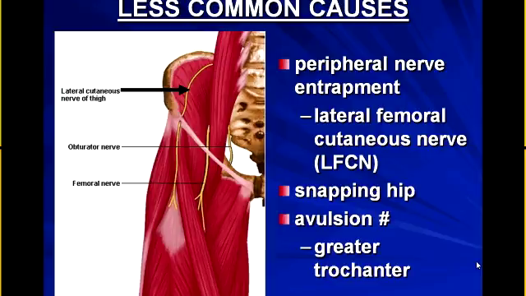Snapping hip, again, that would be related to the IT band. So not to the point that it's irritating the underlying bursa, but the IT band can snap and create pain in and of itself. You can have an avulsion fracture of the greater trochanter by glute med, so a violent contraction of glute med or eccentric overload of glute med.